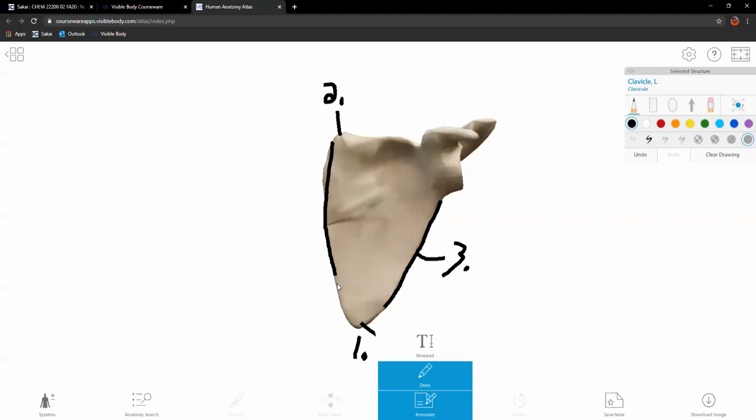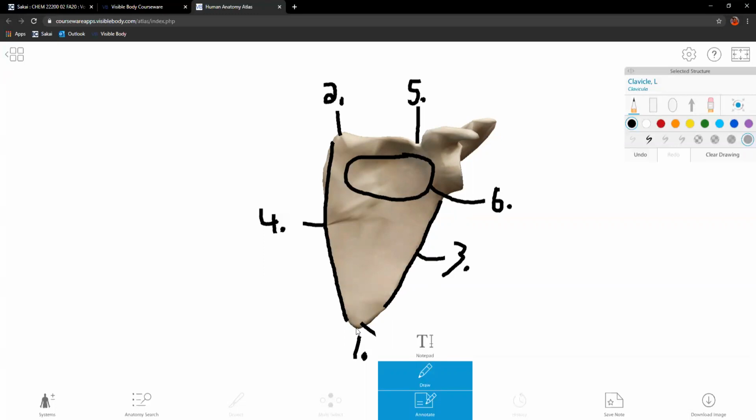Number four will be this part right here. And number five will be this little divot right there. And then number six, the last one for this view, will be this space right there. All right, so again, pause the video, answer all of these, come back, and then we'll go through the answers.